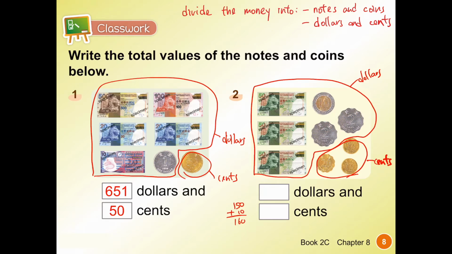So we have 4. So we have $164. And for the cents, 20 plus 10 plus 10, we have 40 cents. So this is the answer.